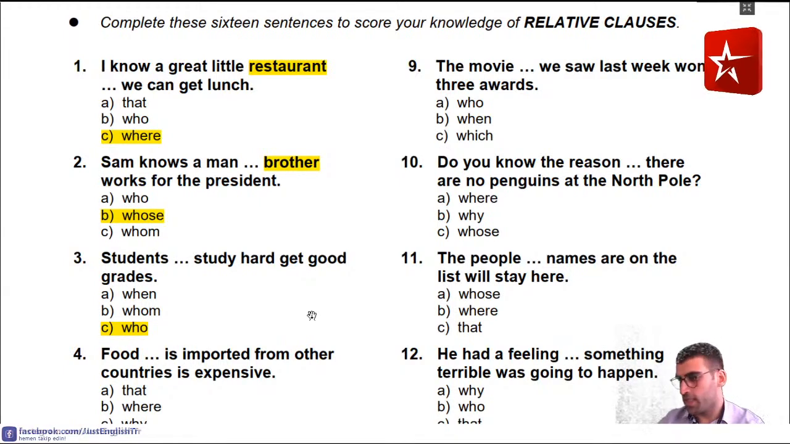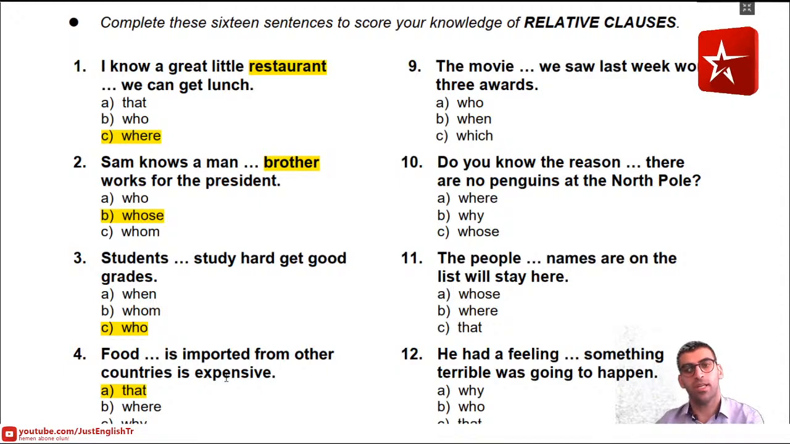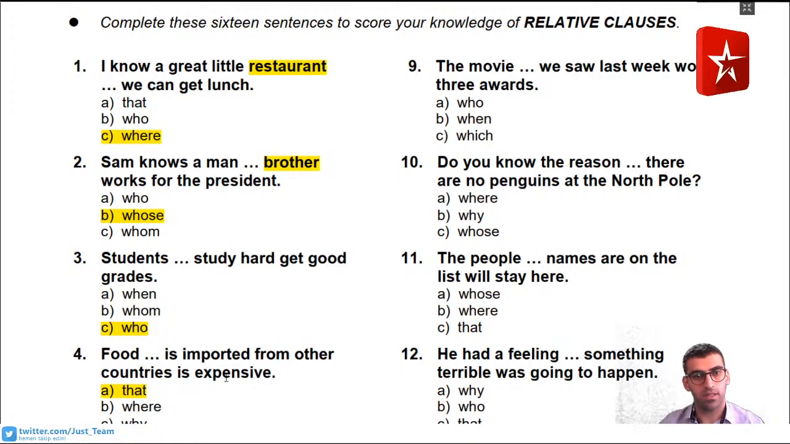Gustafa says number 4 is which. Gustafa, I can't see which here. We don't have the answer which. Yes, the correct answer, guys, for number 4 is that. Yes, the food that is imported from other countries is expensive. We don't see all answers.